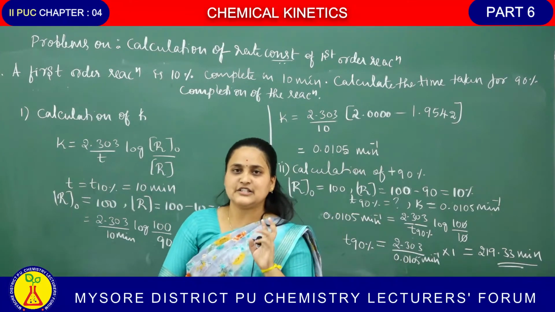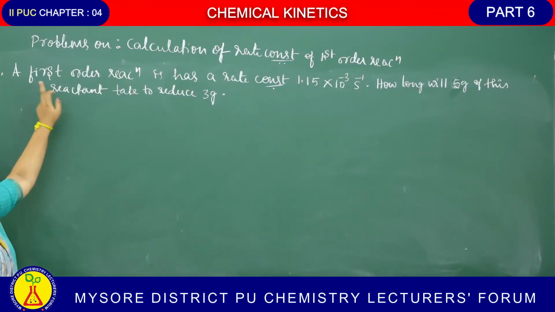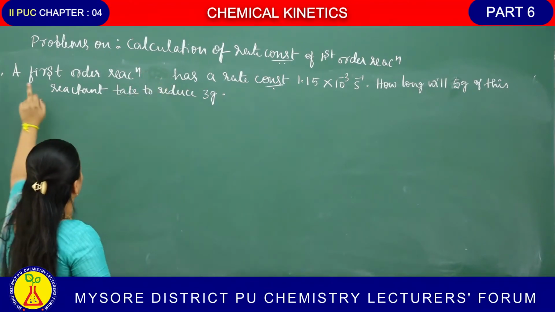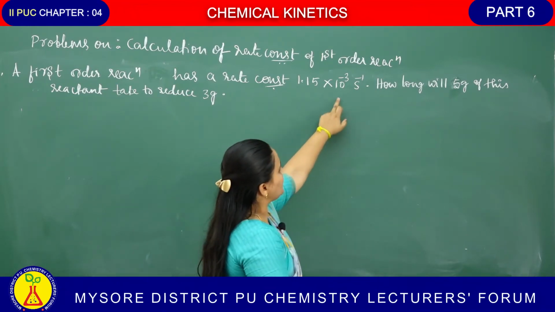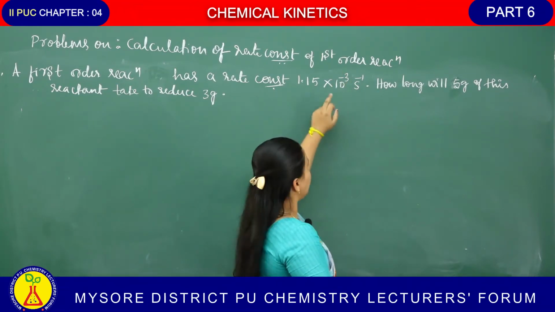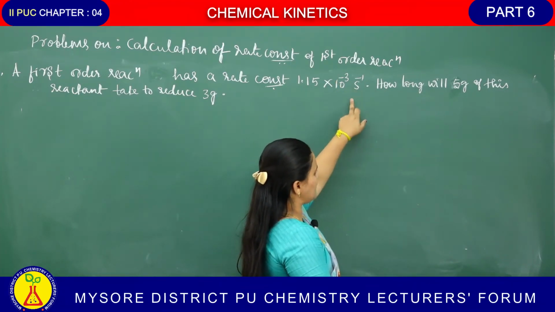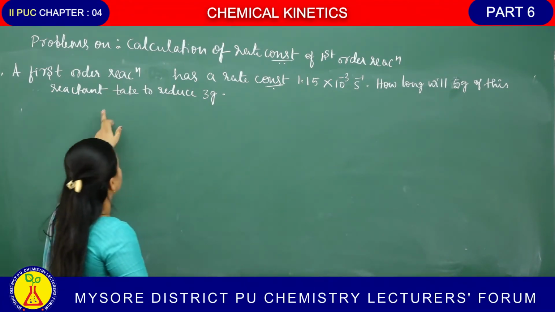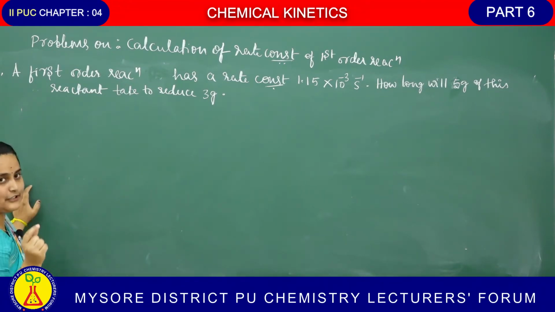Is it clear? In this way, we have to solve the second problem. See the third question. A first order reaction has a rate constant 1.15 into 10 power minus 3 per second. Rate constant value they have mentioned, 1.15 into 10 power minus 3 per second. How long will 5 gram of this reactant take to reduce to 3 gram? The question asks to calculate how much time it takes for 5 gram of reactant to be reduced to 3 gram.